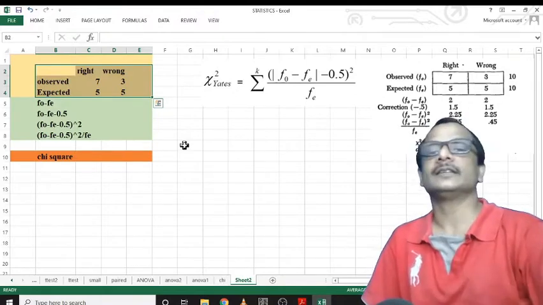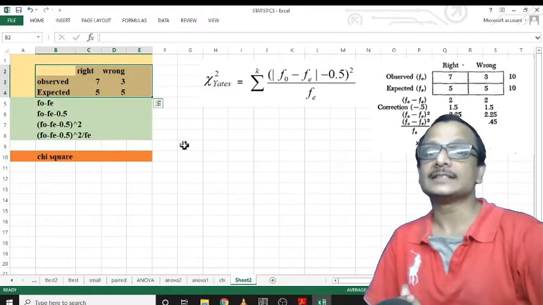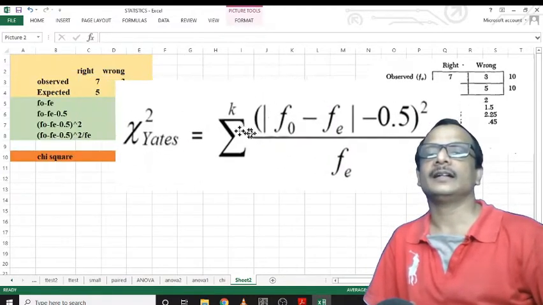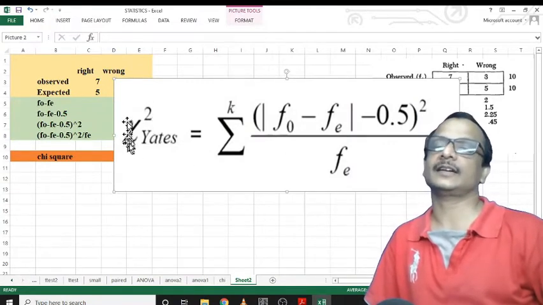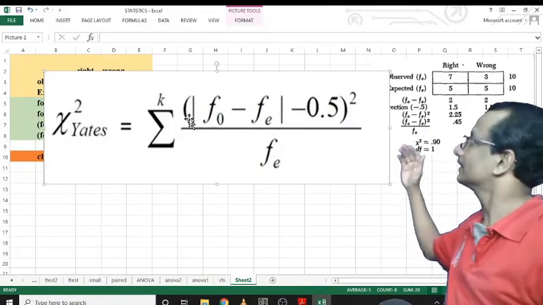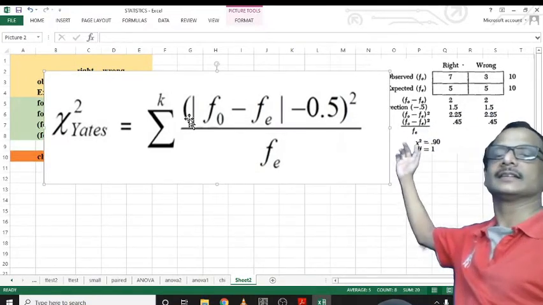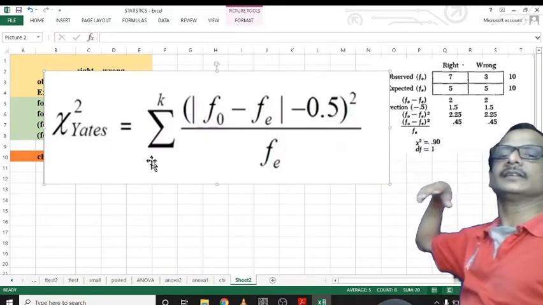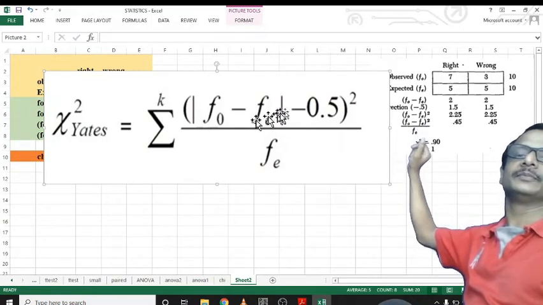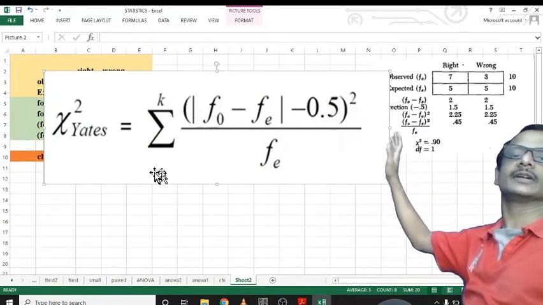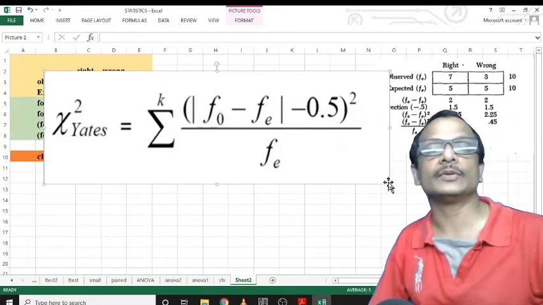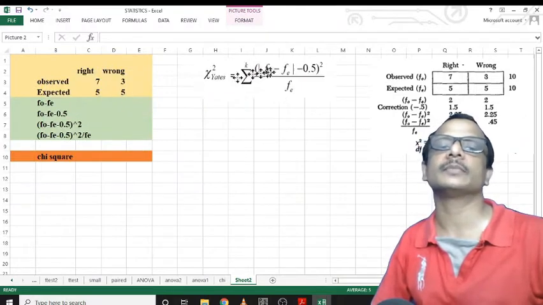That correction is known as Yates correction. Here it is, the Yates correction, chi-square Yates. And the formula for chi-square Yates is sigma, absolute value of Fo minus Fe, minus 0.5, all squared, divided by Fe. Leave it. Whatever may be the formula, we can follow the step-by-step procedure to do it manually.